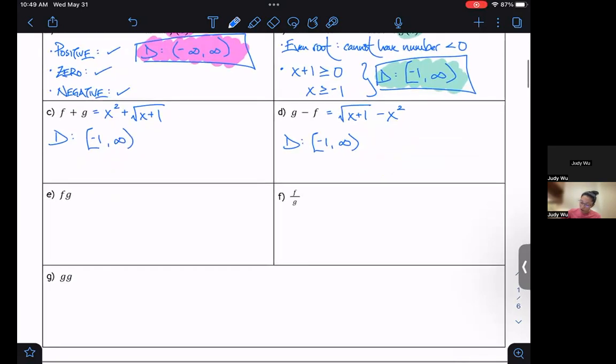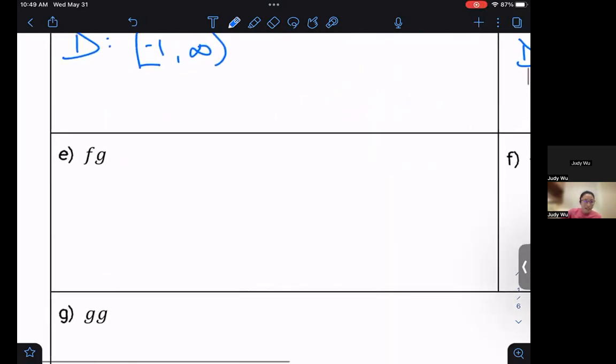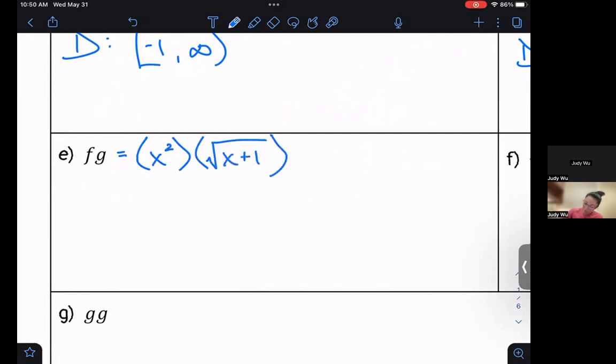All right, let's move on to E and F. E looks at multiplying these two. So if I multiply these two, I've got my f function times my g function. This is my f function. This is my g function, and all I'm doing is multiplying them. If I wanted to, I could get rid of these parentheses and write it more like x squared times the square root of x plus 1. But either version is just fine.